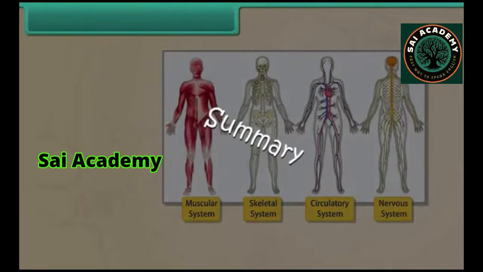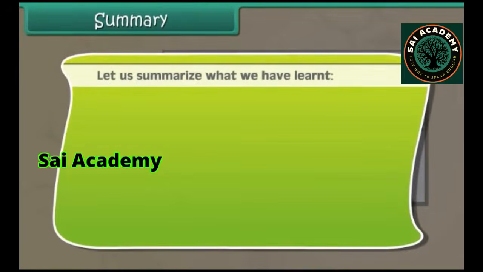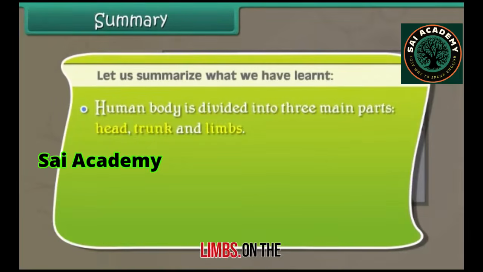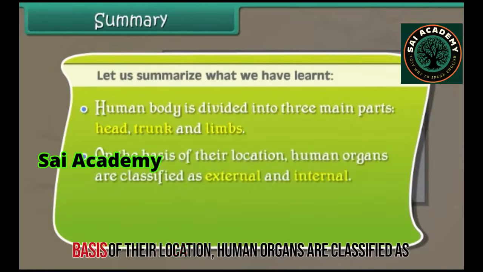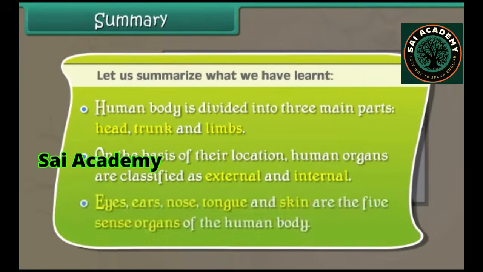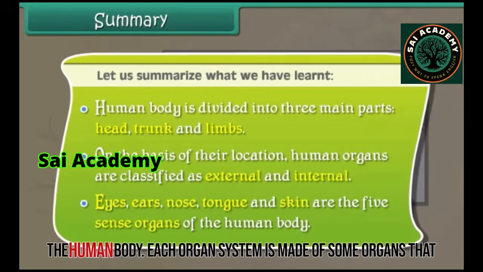Summary. Let us summarize what we have learned. The human body is divided into three main parts: head, trunk, and limbs. On the basis of their location, human organs are classified as external and internal. Eyes, ears, nose, tongue, and skin are the five sense organs of the human body.